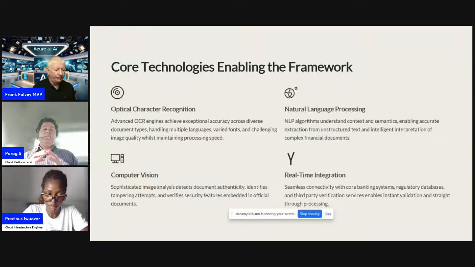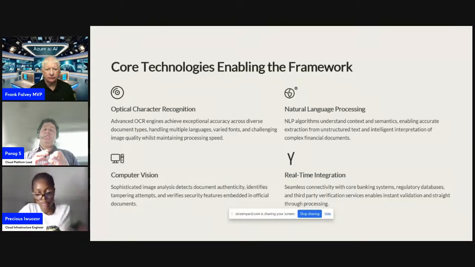So these are the core technologies enabling this framework. There can be more, but these are the bare minimum core technologies that we can use to make this happen. One is, of course, OCR, optical character recognition, which most of you may know. As I mentioned, it helps to classify the documents, handling multiple languages, varied fonts, and challenging image qualities.